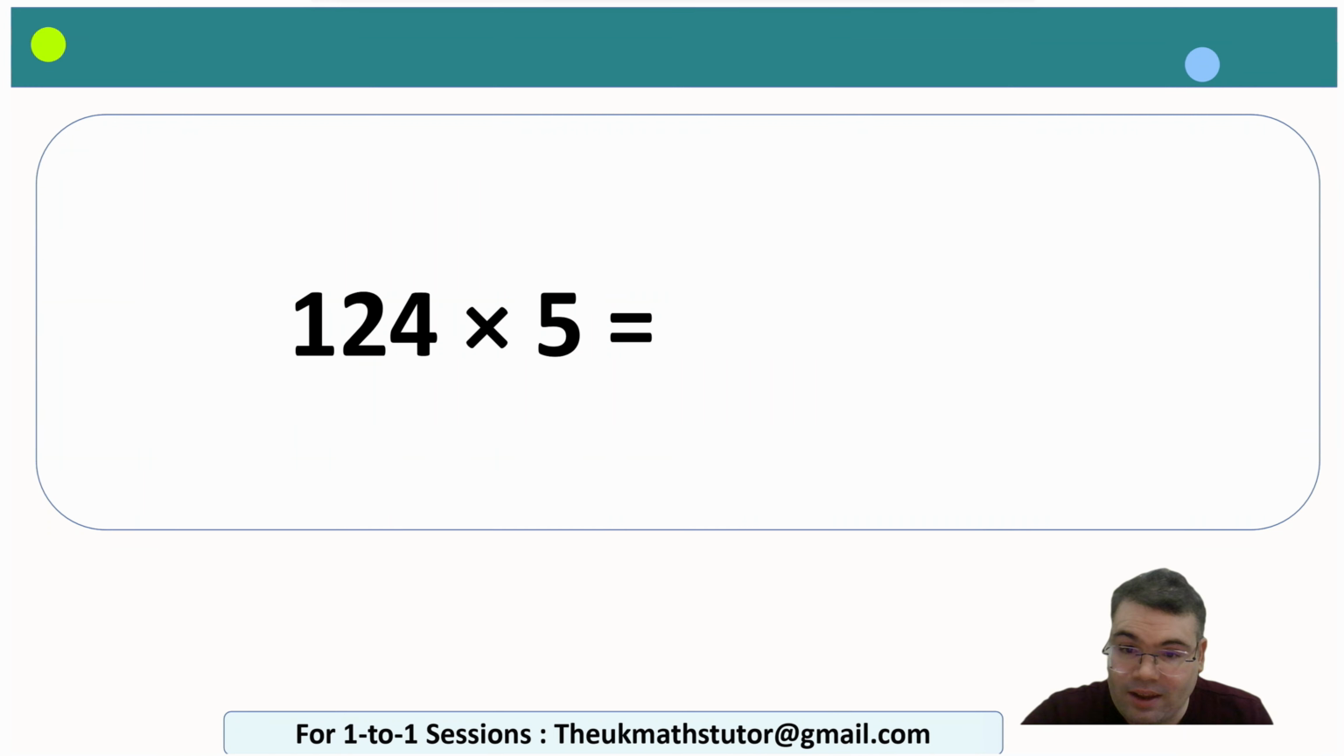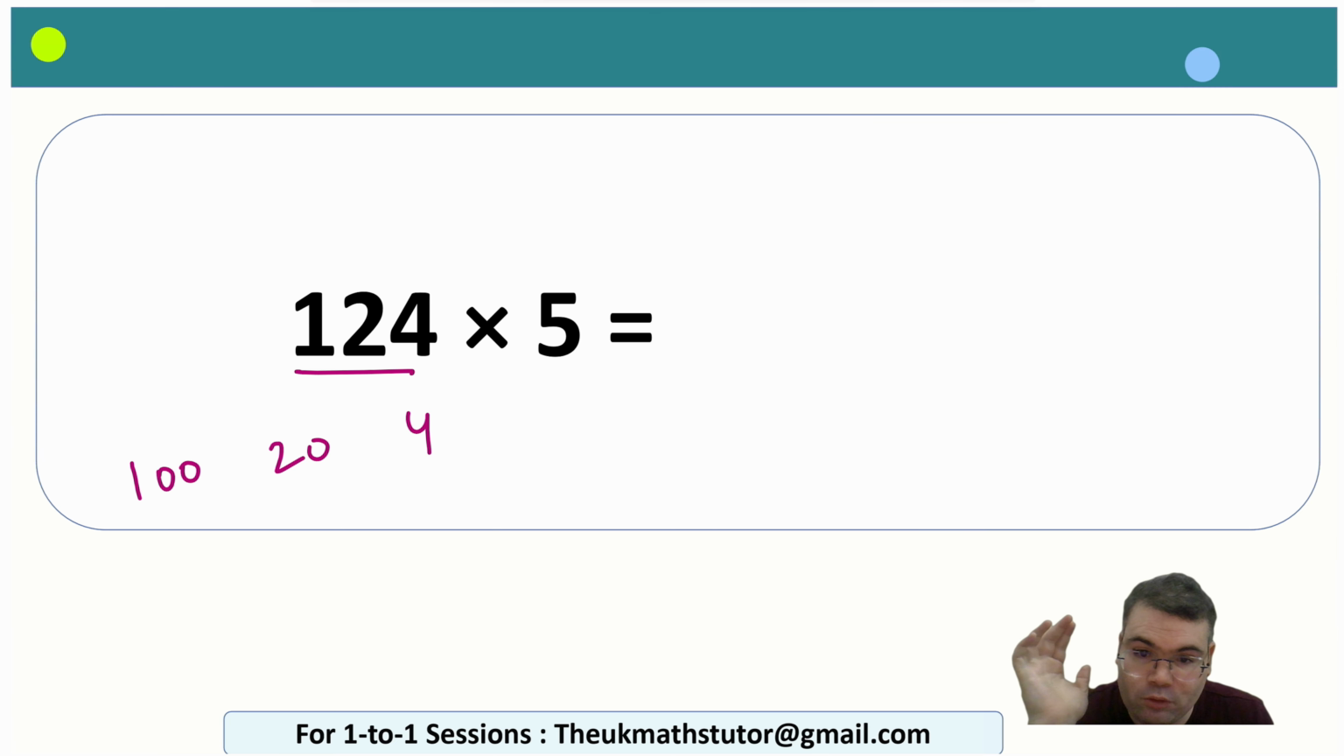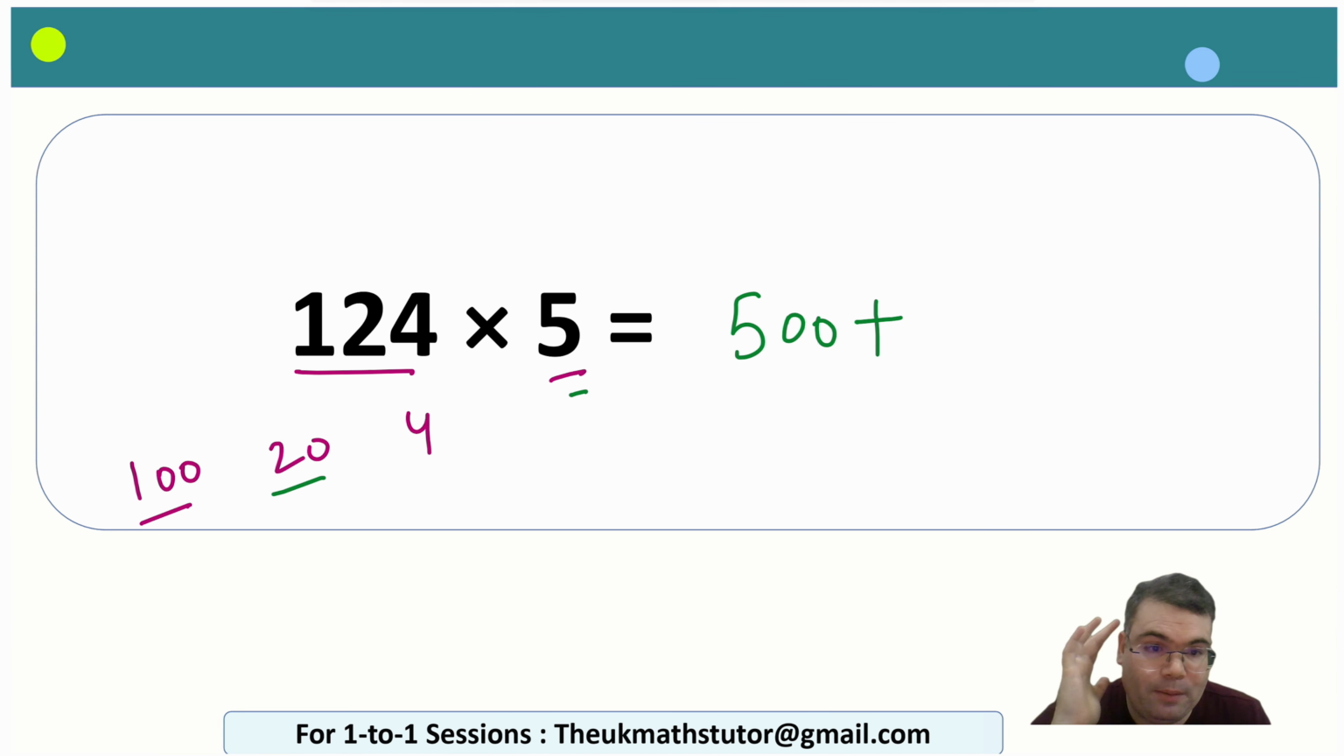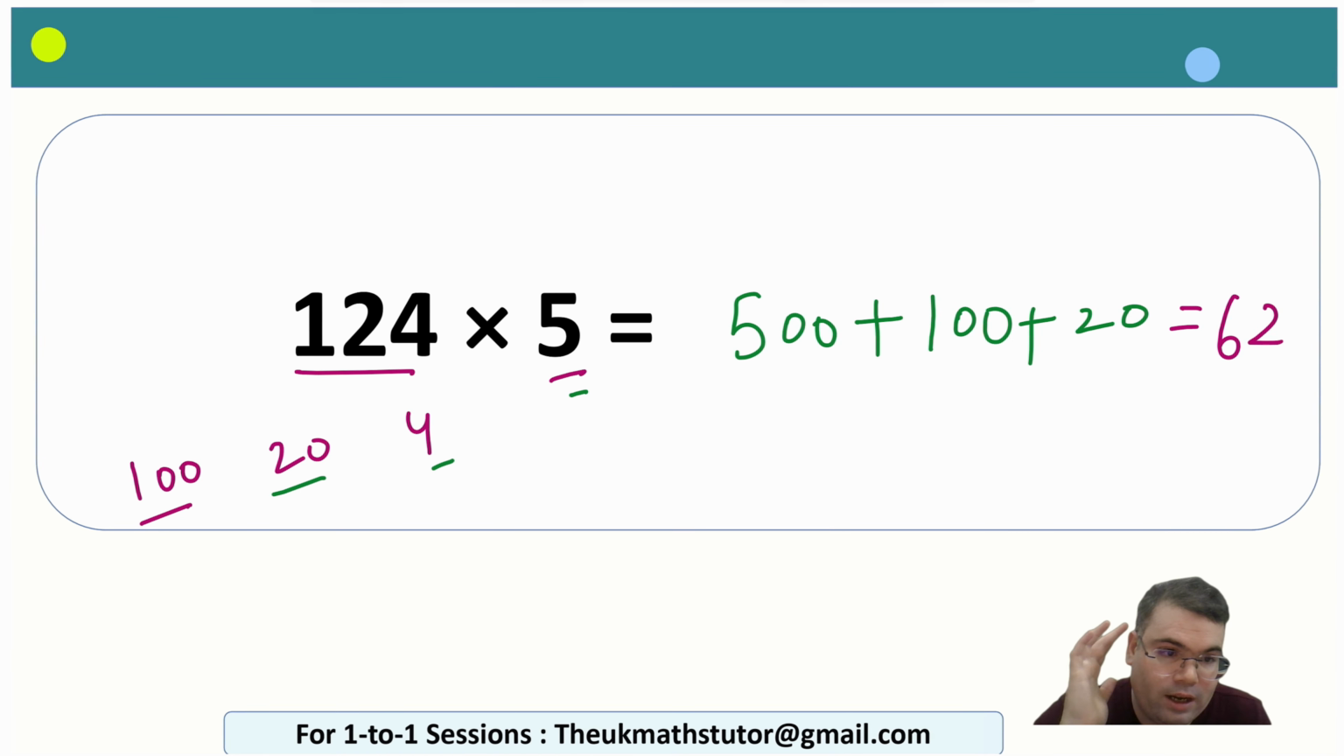Now, can we apply this trick to 3-digit numbers? Yes. Here, just see 124. In your mind, just break it as 100 plus 20 plus 4. Now, 100 times 5 is 500 plus 20 times 5, which is 100, plus 4 times 5, that is 20. So 500 plus 100, 600 plus 20, that is equal to 620.